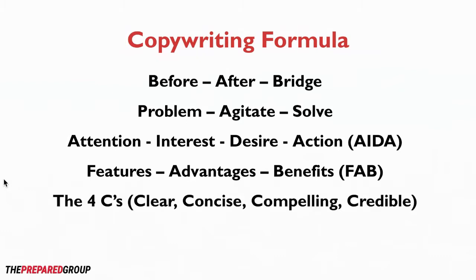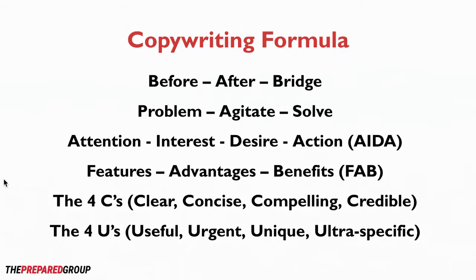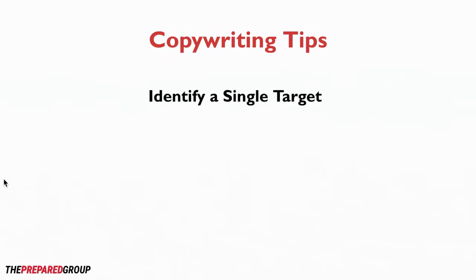These last two are not as much formulas as things that a lot of copywriters like to keep track of to make sure that they are including them. So there's the 4 C's and the 4 U's. The 4 C's being clear, concise, compelling, and credible. Now, credibility, that harkens back to what I was talking about with believability, right? In order to be believable, you kind of got to be credible. And then the 4 U's: useful, urgent, unique, and ultra specific. Ultra specific is going to tie into the first point on my next slide. So why don't we jump over there?